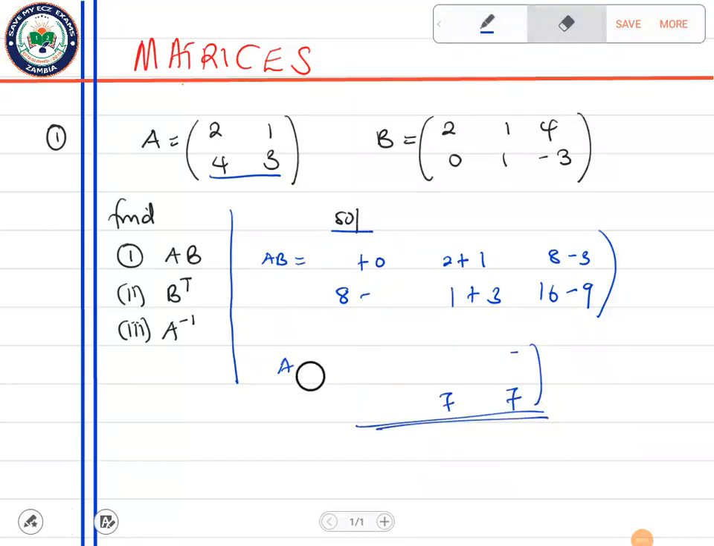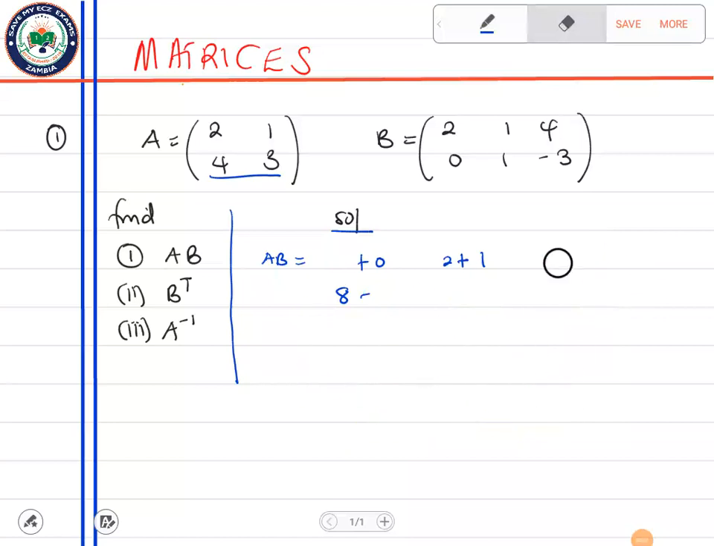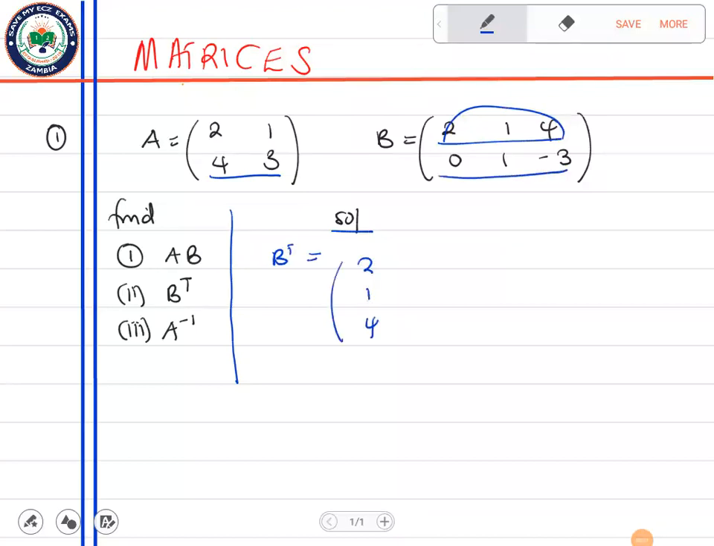Let's move on. We go to B transpose. Now, B transpose means B transposed. To transpose is to change the rows to columns and columns to rows. So this is a row, it becomes a column: 2, 1, 4. This is also a row, it becomes a column: 0, 1, negative 3. That is B transpose.